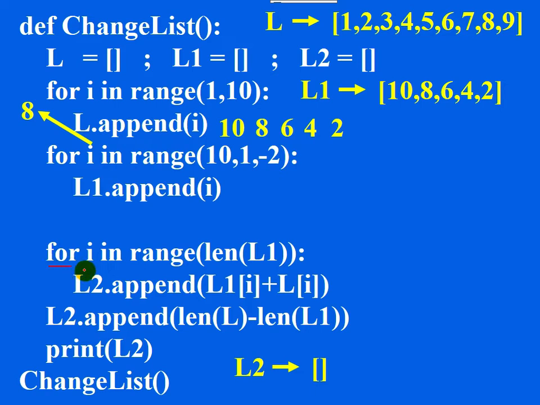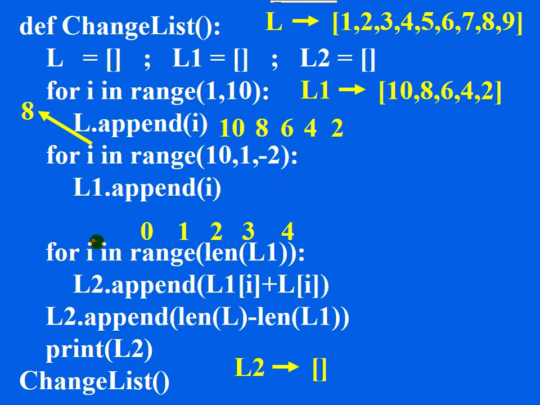Again one more for loop. For I in range, length of L1. What is length of L1? How many elements are there? 1, 2, 3, 4, 5. 5 elements are there. So here you get 5. And what is range 5? The range function, if only one argument is given, it is taken as the second argument. And by default, the first argument is 0. So range 0, 5 returns all the integers starting with 0, ending with 5, 5 is excluded, in steps of 1. So 0, 1, 2, 3, 4. So here you get the integers 0, 1, 2, 3, 4.